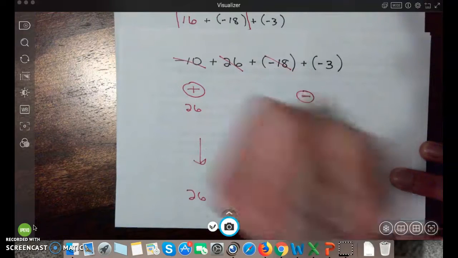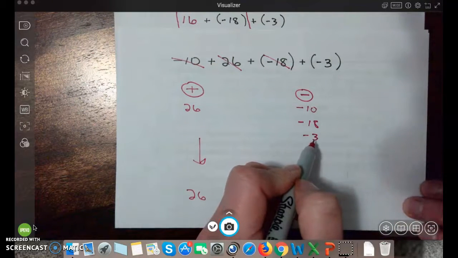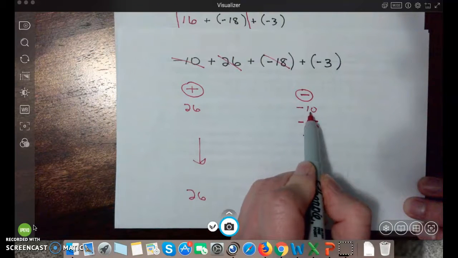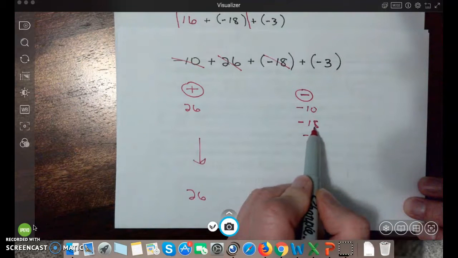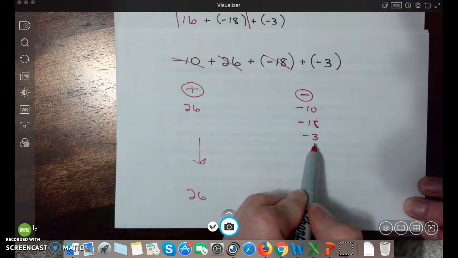Here's my negative numbers. Well, all 3 of these are negatives. So if I'm thinking about that number line, if I'm starting at 0, I'm going to move to the left 10, and then from there I'm going to move to the left 18 more, and from there I'm going to move to the left 3 more.